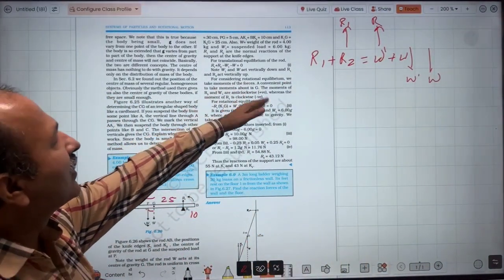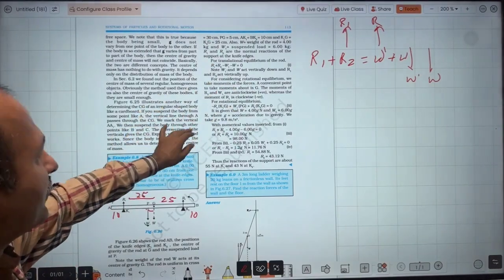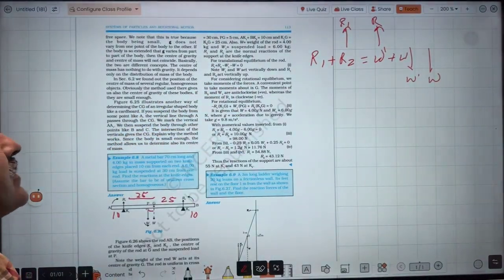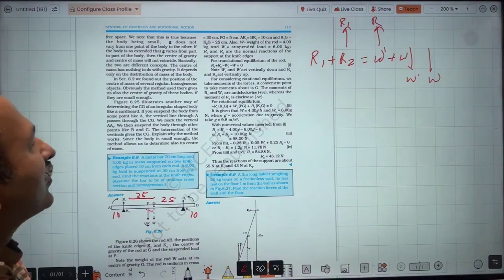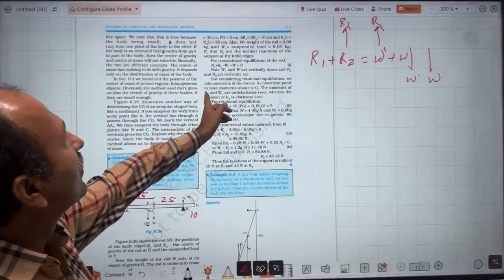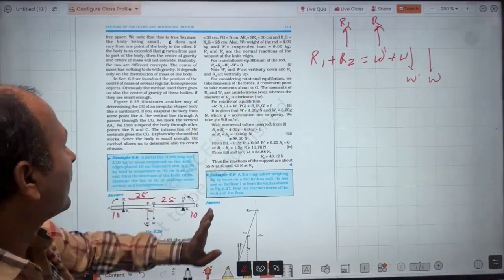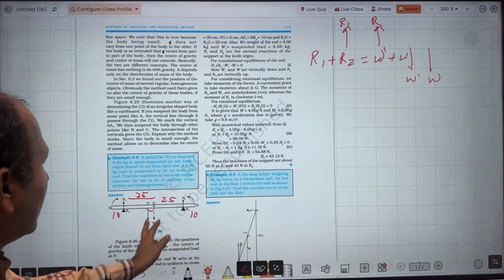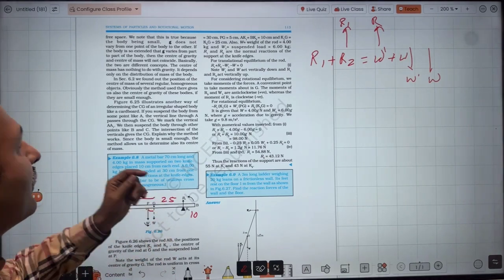Note, W1 and W2 are vertically down, and R1, R2 upward, as I have told you. Further, for considering rotational equilibrium, we take moments of the force. So moment of force is force into perpendicular distance. A convenient point to take moments about is G. So with this as the center, we take the moment of force for this, and for this it will be 0.